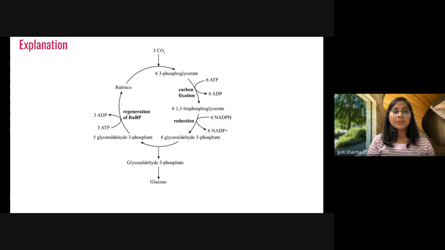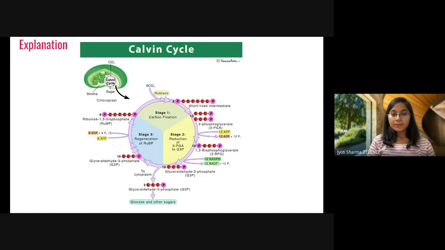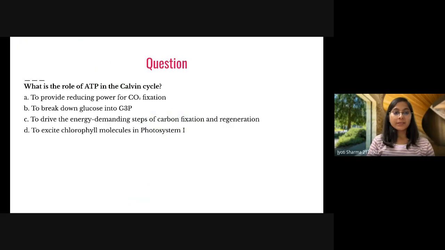This is again the same thing, I think I should skip it. This is again the same Calvin cycle. Okay, so what is the role of ATP in the Calvin cycle? To provide reducing power for CO2 fixation, to break down glucose into G3P, to drive the energy demanding steps of carbon fixation and regeneration, or to excite chlorophyll molecules in photosystem 1. So what do you think? What is the need of ATP in the Calvin cycle?